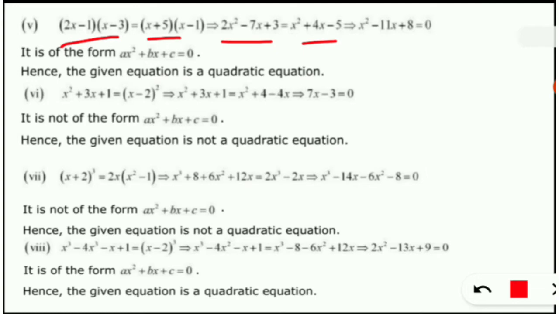So in left hand side 2x² − x², so x². Next minus 7x and this is plus 4x, in left hand side minus 4x, so minus 7x minus 4x, that means minus 11x. Here is plus 3 and here is minus 5 in right hand side, so in left hand side this is plus 5, so plus 3 plus 5, plus 8, equals to 0. So x² − 11x + 8 = 0. So it is of the form ax² + bx + c = 0. Hence the given equation is a quadratic equation.